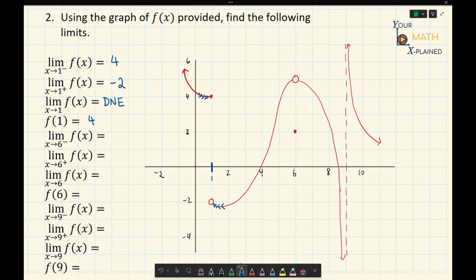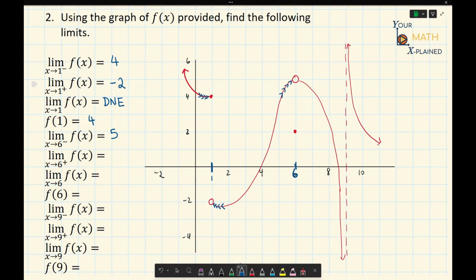Our next limit is x approaching 6 from the negative side. So 6 is right over here. And if we're approaching 6 from the left-hand side, we're going to follow this curve, and we can see that our function is approaching a y value of 5. So we would have 5 as our limit.